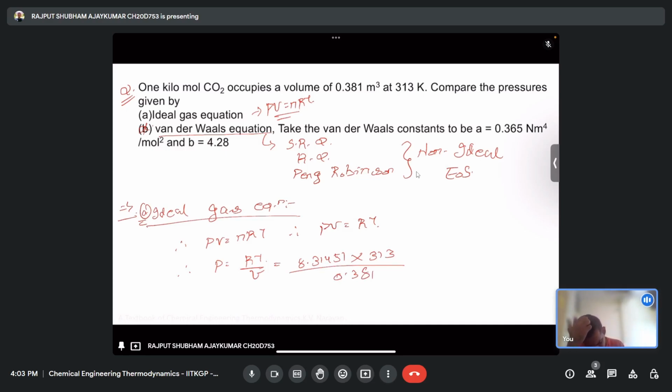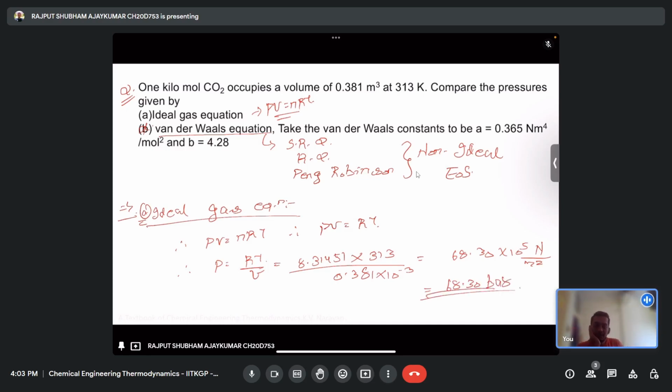The units are joule per mole Kelvin. Okay, we'll convert into liters, so it comes out to be into 10 to the power -3. So this comes out to be 68.30 into 10 to the 5 joule, which can be Newton per meter square. If you convert into bar, where 1 bar is 10 to the 5 Pascal, it comes out to be 68.30 bar. So this is the pressure.